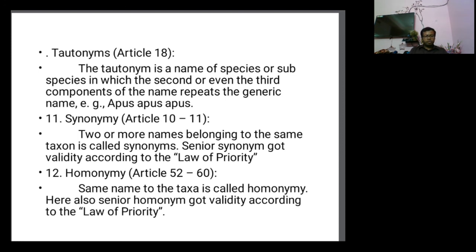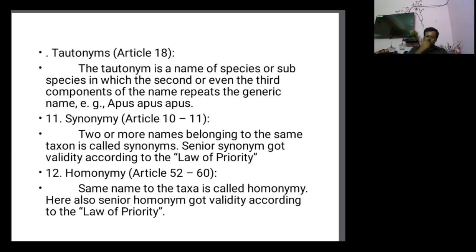Next, synonyms. When two or more names belong to the same taxon, they are called synonyms. It is possible that the same species is discovered by several scientists and they provide different names according to their wish, but according to the law of priority, only the oldest name will be taken as the scientific name. All the other names will be treated as synonyms for that species.